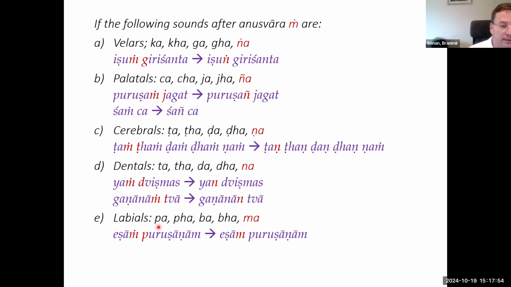And then labials, it's very easy. Pa, pha, ba, bha, ma. Esham purushanam. So only this dot up is omitted. So the pronunciation is like this.